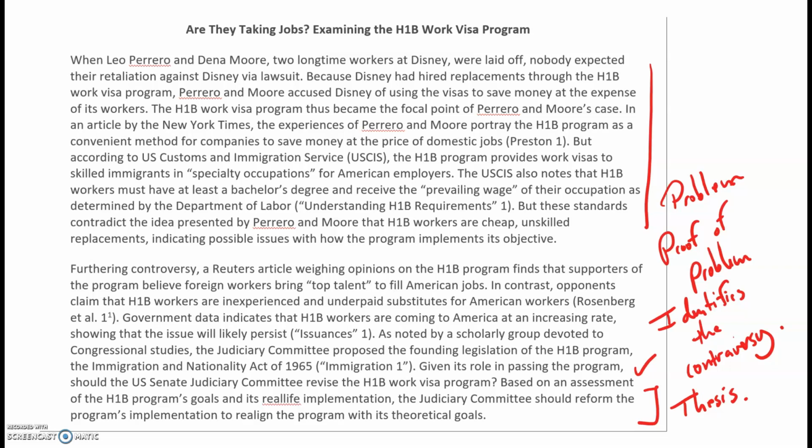Given its role in passing the program, should the U.S. Senate Judiciary Committee revise the H-1B work visa program? Based on an assessment of the H-1B program's goals and its real-life implementation, the Judiciary Committee should reform the program's implementation to realign the program with its theoretical goals. All right, so this one spends a lot of time talking about why this is a controversial issue, again, using sources to bring some credibility, and then the thesis comes right there at the end.